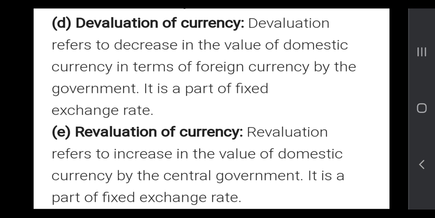Then revaluation of currency, revalue. Revaluation refers to increase in the value of domestic currency by the central government. It is part of fixed exchange rate. Both revaluation and devaluation are part of fixed exchange rate system.